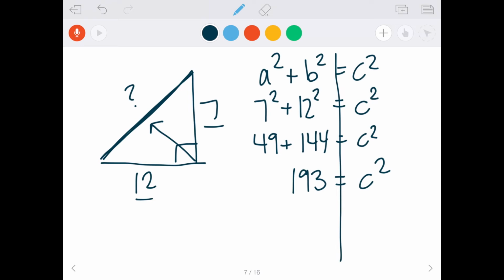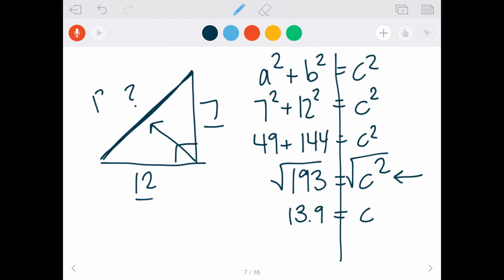So what do we have to do with this 193? Well, 193 is equal to C squared. I don't want C squared, I just want C. And remember, to unsquare a number, we do the square root. So square root of 193, let's see what my calculator says. It is 13.89 and a bunch of stuff. I'm going to round it to 13.9.